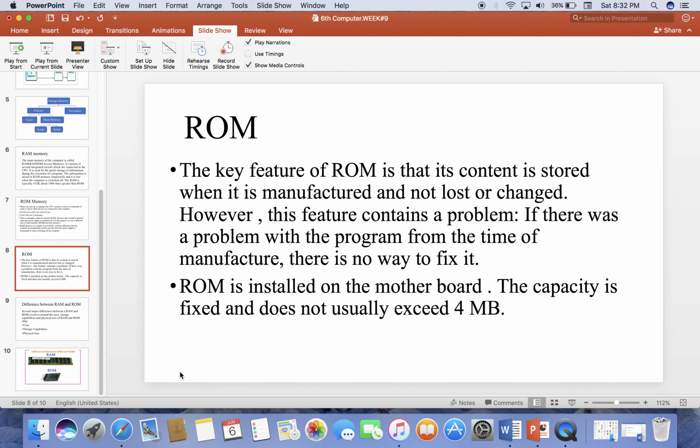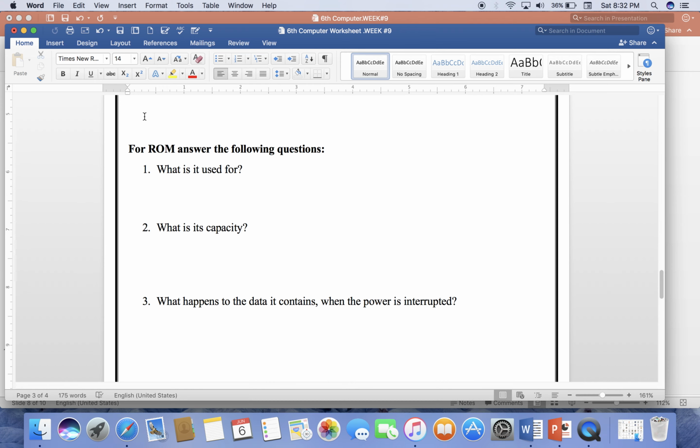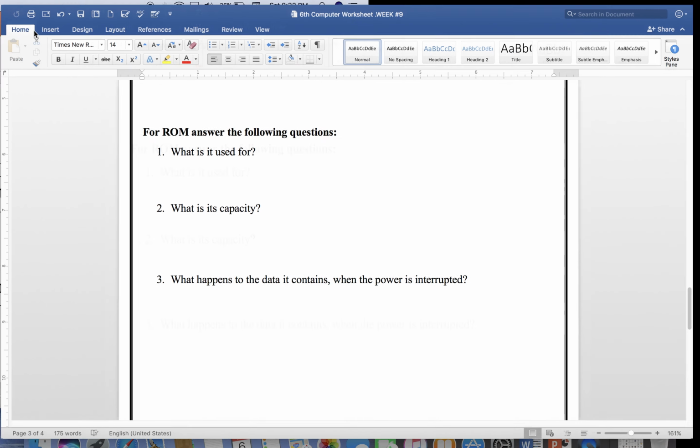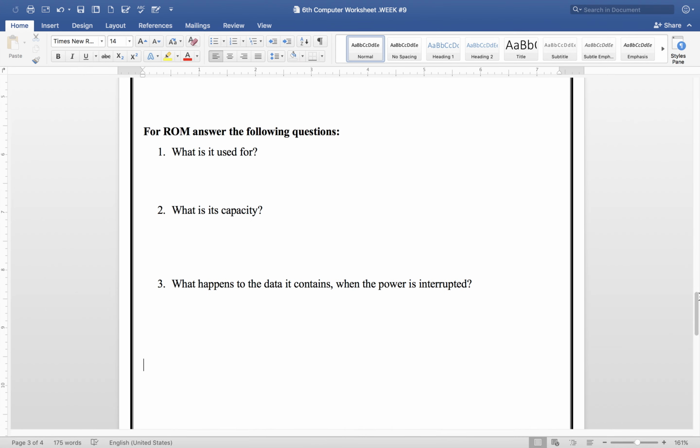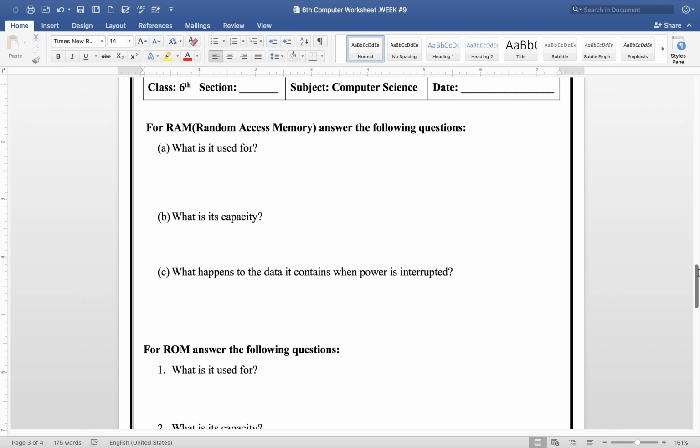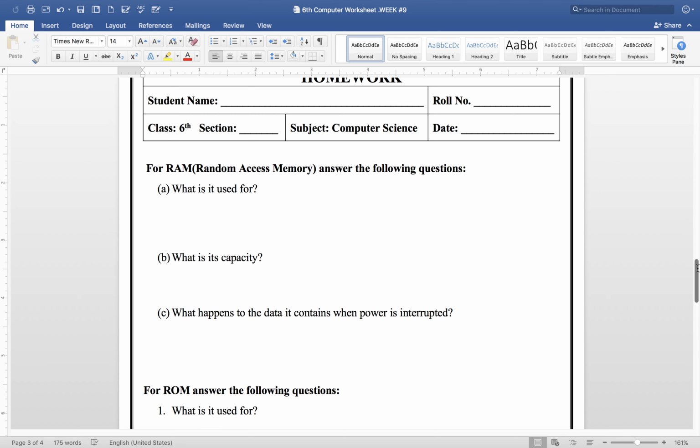Let's move towards the homework or worksheet. Students, now see here, this is your homework for this week. For RAM, random access memory, answer the following question. What is it used for?